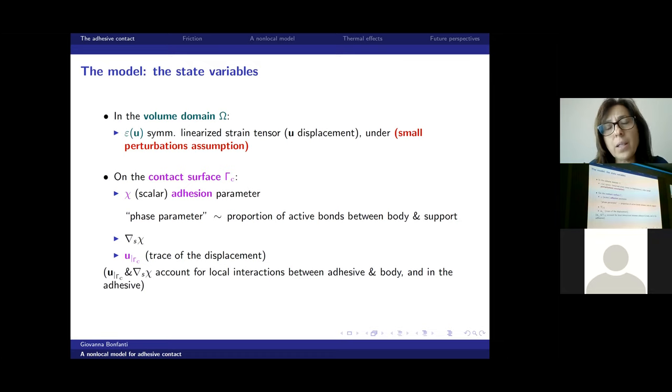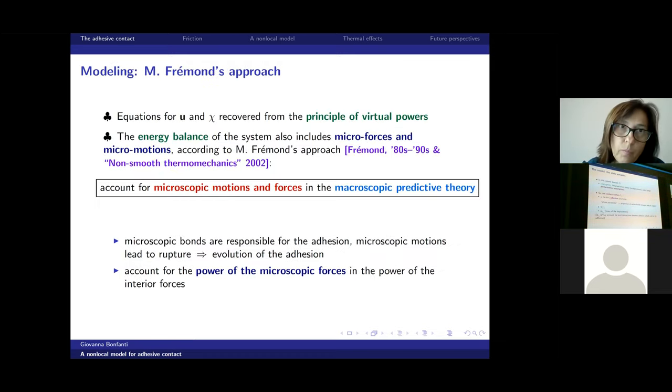It is a phase parameter, in fact, in the sense that it represents a proportion, a fraction of active bonds between the body and the support, as we will see better later. We assume also its gradient as a state variable and the trace of the displacement on gamma C, in order to take into account local interaction between the adhesive and the support by U, and in the adhesive itself by the gradient of key. And now we refer to Fremont's modeling approach.